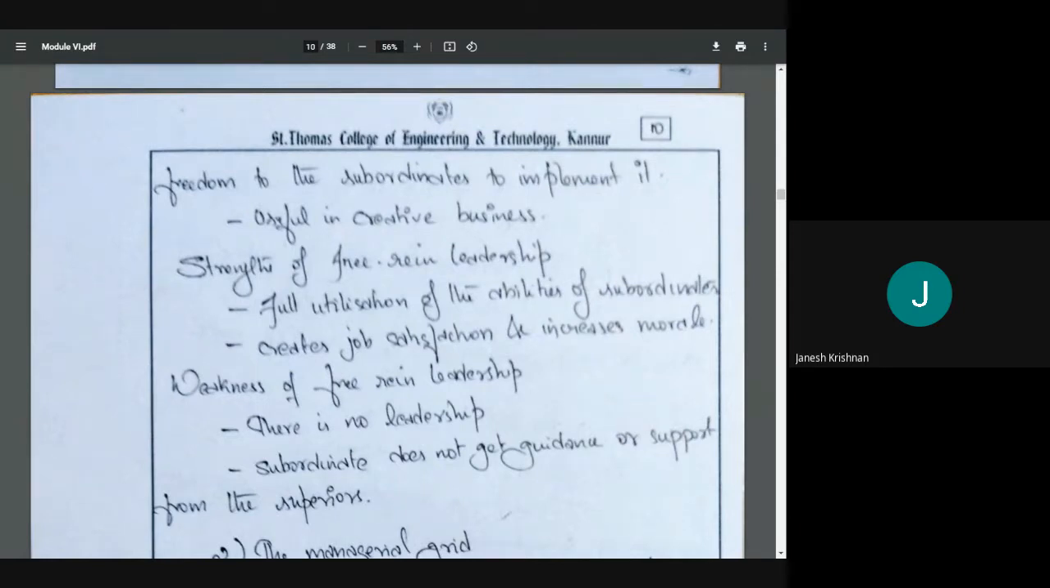In free reign leadership, the leader uses no power or absolutely little power, and complete freedom is given to the subordinates. This type of leadership is apt for creative business. The strengths are utilization of the abilities of the subordinates and better job satisfaction and morale. The problem is that there is no leadership and no guidance. The subordinate cannot depend upon the support of the leaders.